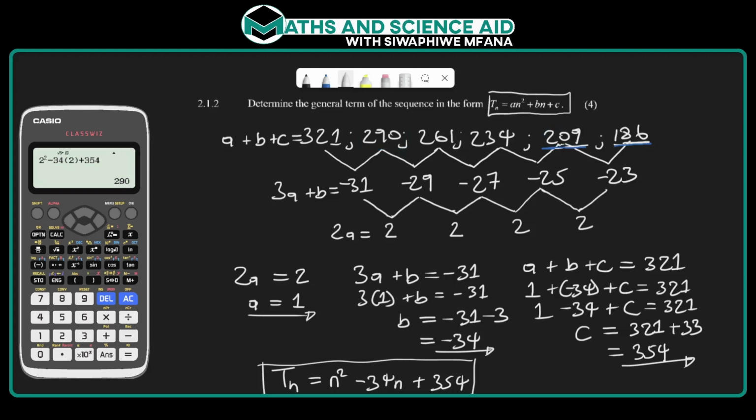We can even test one of the terms that we had found in the previous question. And so this was term number, so 1, 2, 3, 4, 5. So it was term number 5. So in place of n, we substitute in 5. So we have 5 squared minus 34 multiplied by 5 plus 354, and it's equal to 209. And so this confirms that our general term is correct.